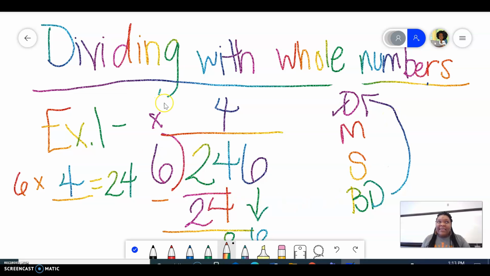6 divided into 6. How many times can that happen evenly? Remember, when Miss Neville's asking, what I'm really saying here is 6 times what number will give me the product 6? Can you tell me? Very good. The answer here is 1.